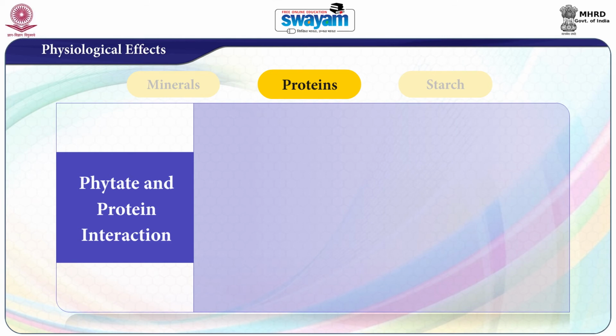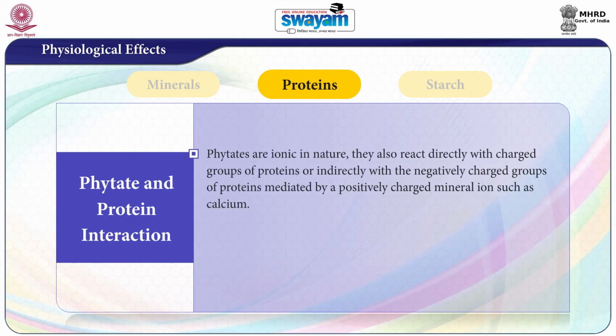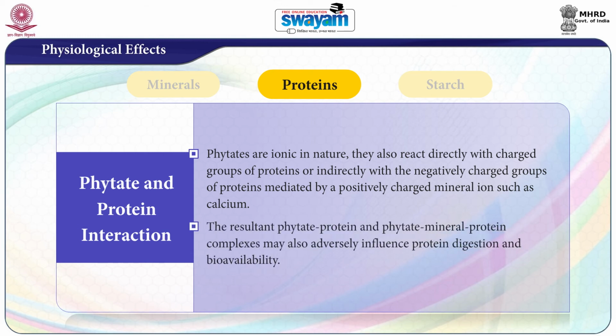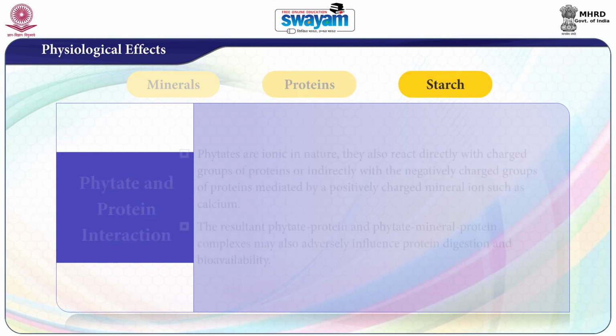Next, phytates and protein interaction. Phytates are ionic in nature. They react directly with charged groups of proteins or indirectly with the negatively charged groups of proteins, mediated by a positively charged mineral ion such as calcium. The resultant phytate protein and phytate mineral protein complexes may also adversely influence protein digestion and bioavailability.